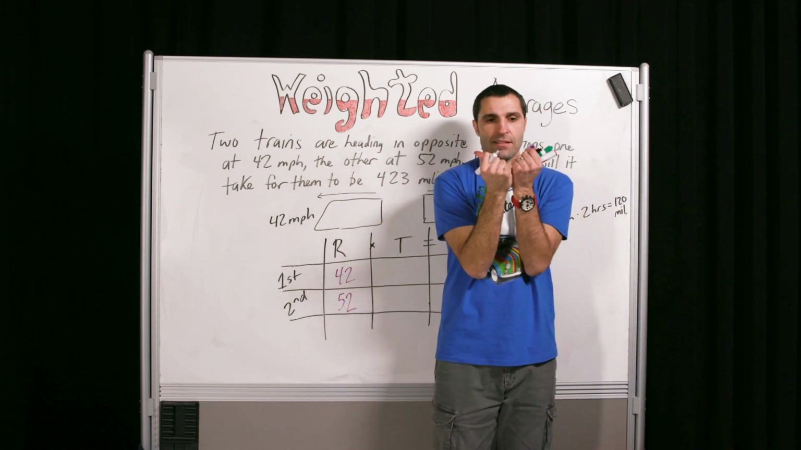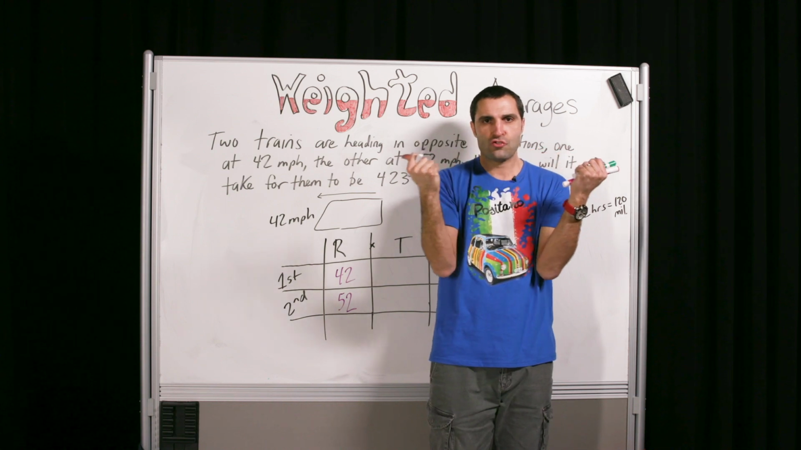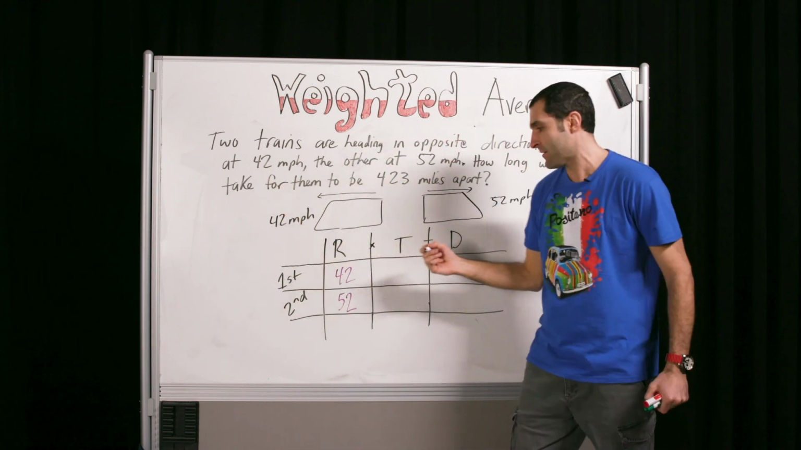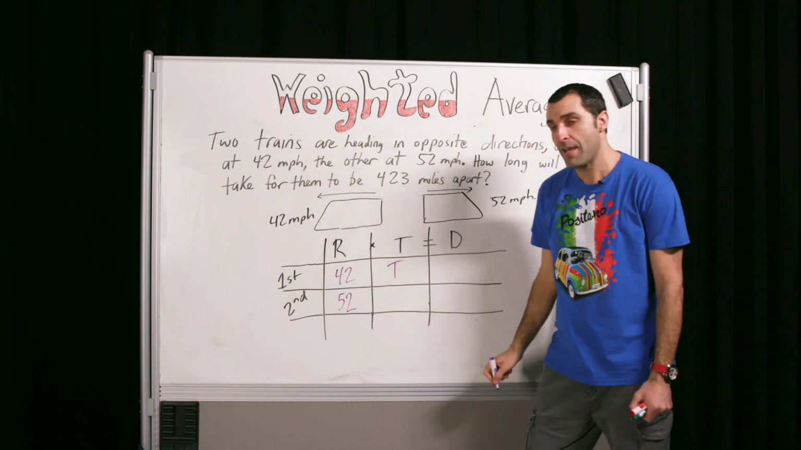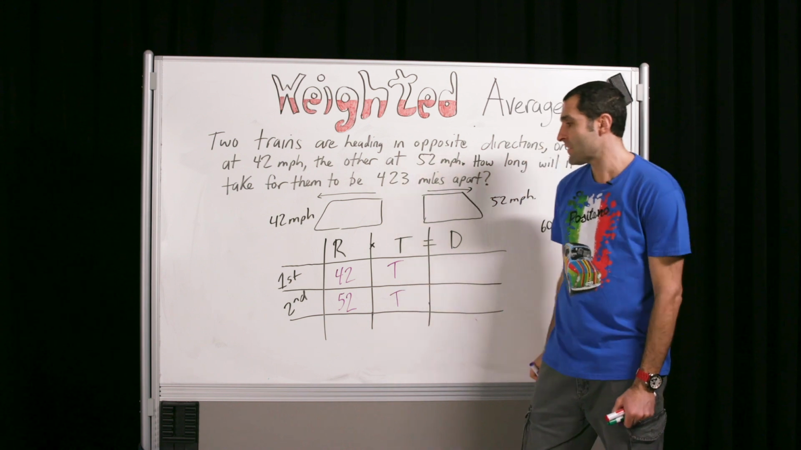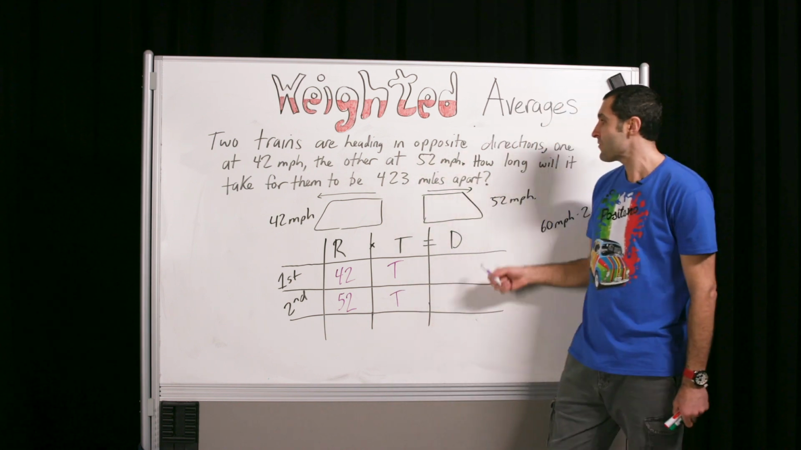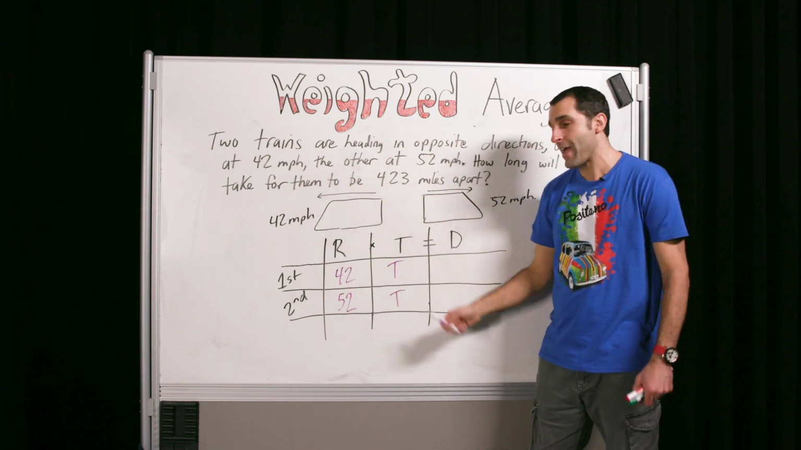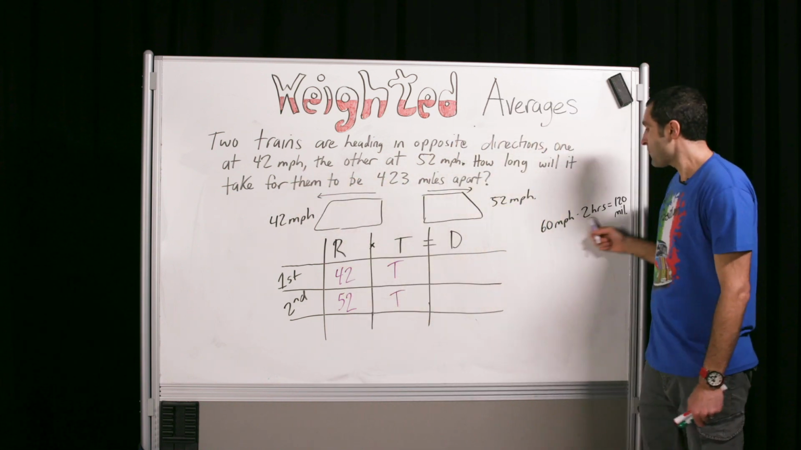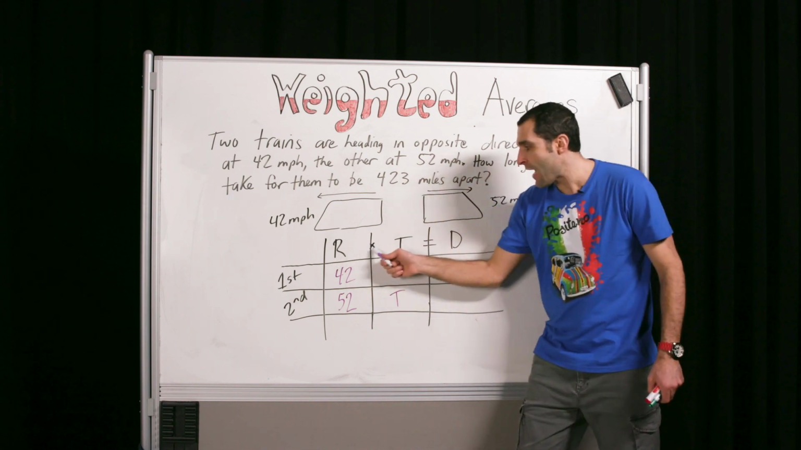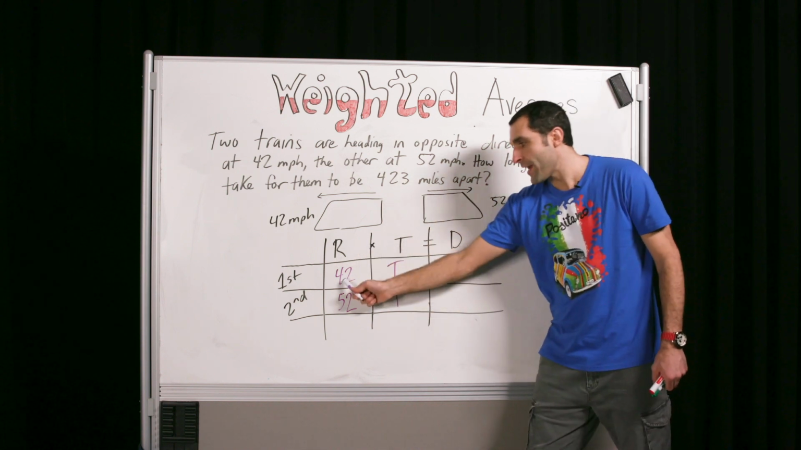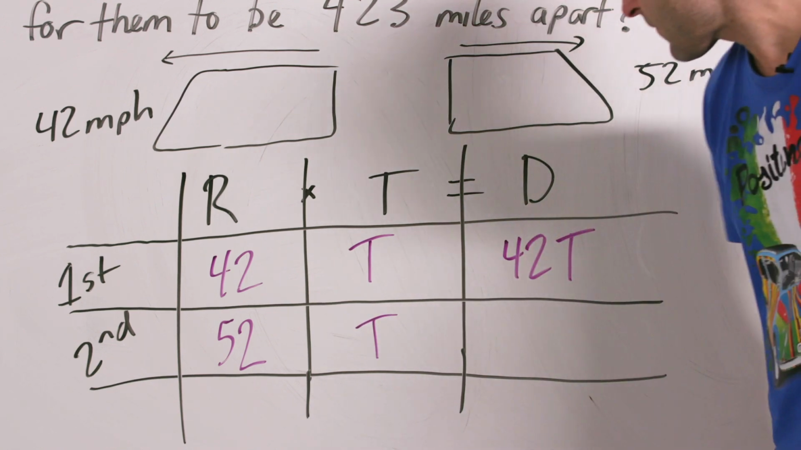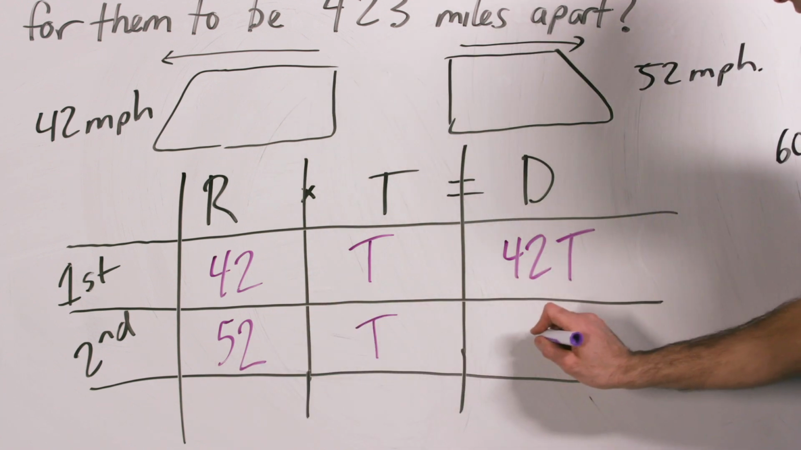Think it in your mind, like they leave. Stop. Yes, they are going the same amount of time. So they're going time and time. This will probably be measured in hours, right? Because we're miles per hour. So this will be some matter of hours. Follow the formula. Rate times time is distance. Rate times time is 42t. There it is. 52t.